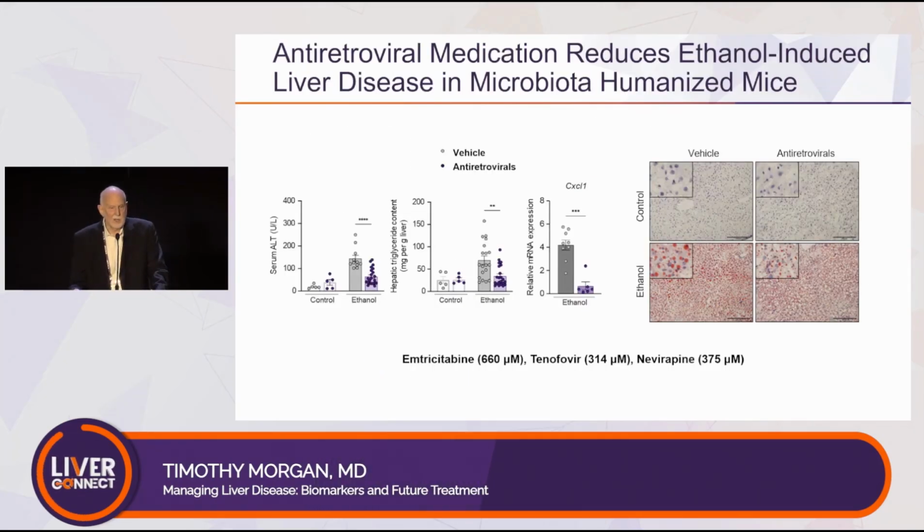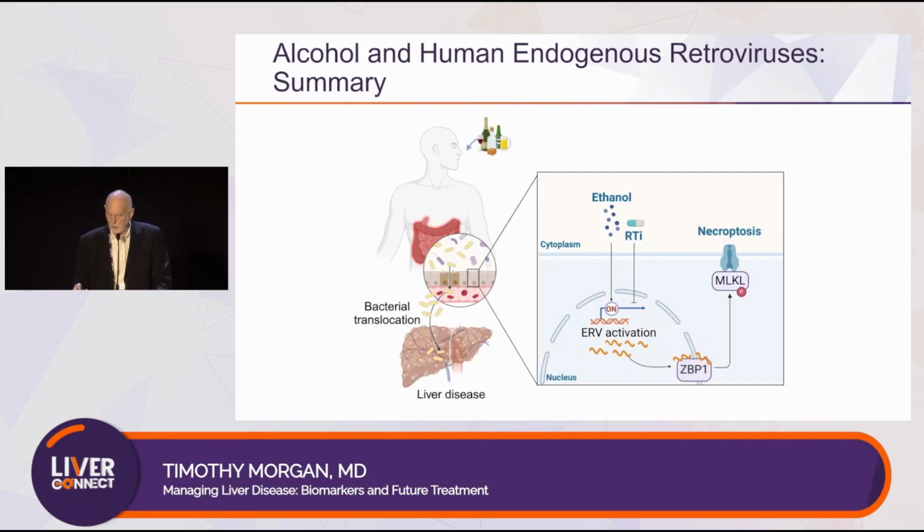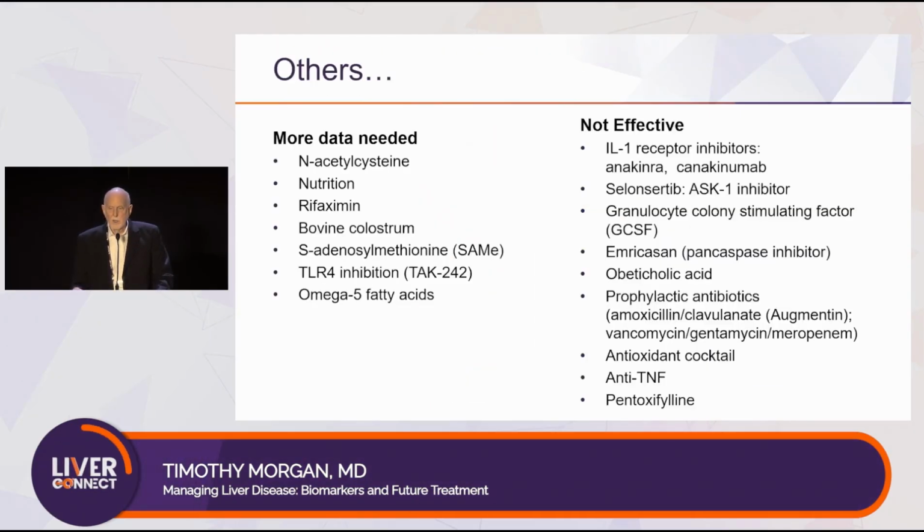And here they went to mice and gave them alcohol. If you take the first one, serum ALT, there's a control. The first bar is just mice given food. The second bar is where they gave them antiretrovirals, and the combo is shown down there: emtricitabine, tenofovir, and nevirapine. Then if you fed these mice alcohol, you got an increase in the ALT, shown in the gray bar. But when you gave them the antiretrovirals, the ALT went down. If you look at the second bar, it's triglycerides. In the third bar, it's inflammatory markers. So antiretrovirals seem to knock down endogenous retrovirus production.